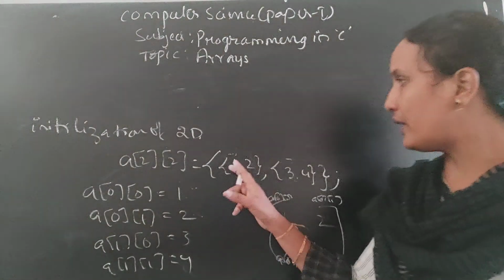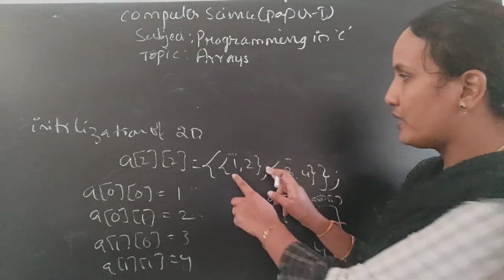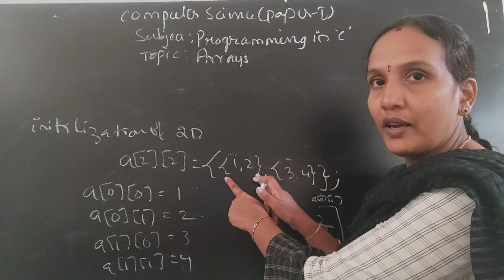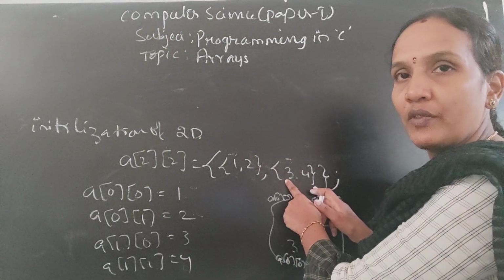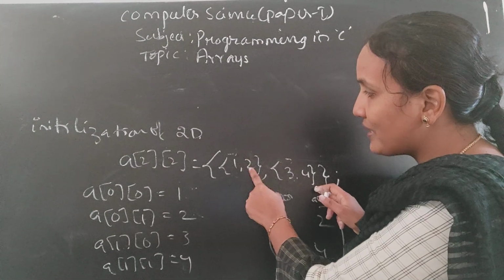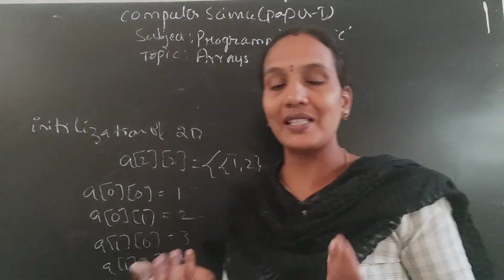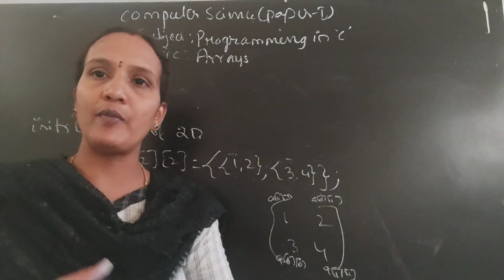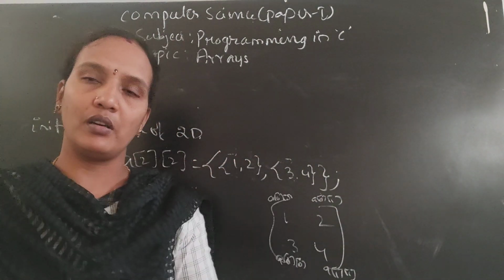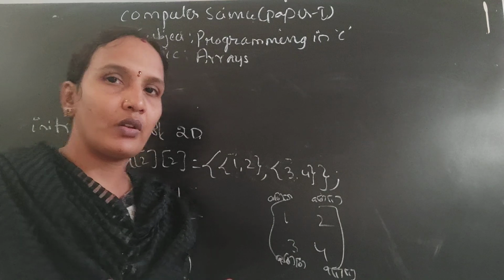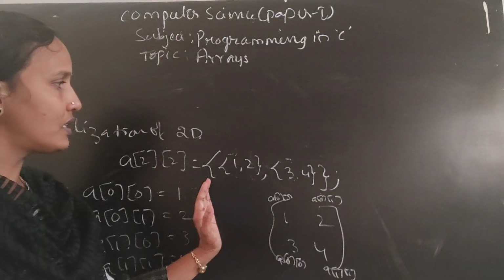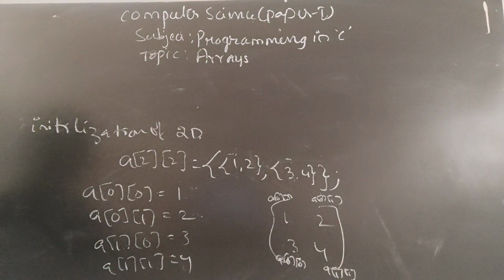Here, when you see a comma, in the first row you have more than one element. In the second row also you have more than one element. So the elements are separated by a comma and the rows are also separated by a comma, because a comma is used to separate, whether it is a variable or a row. So this is a 2-dimensional array.